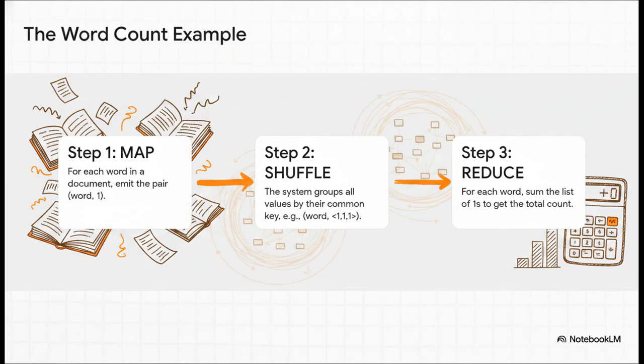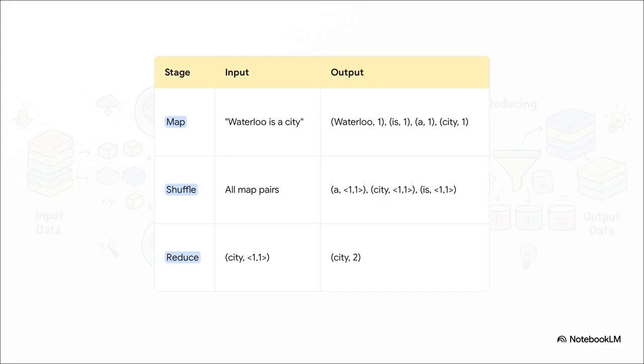Then comes the magic part the system does for you, the shuffle. It automatically gathers up everything with the same key. Finally, the reduce function takes a word, its now long list of ones, and just adds them all up to get the final count. Check out this table. It shows you exactly what the data looks like at each stage.